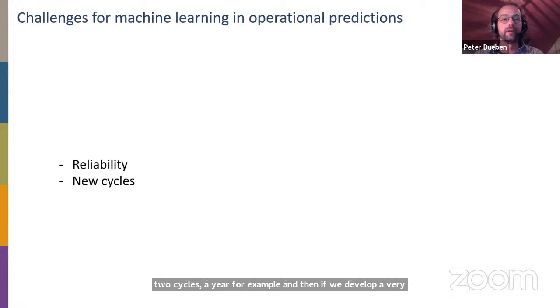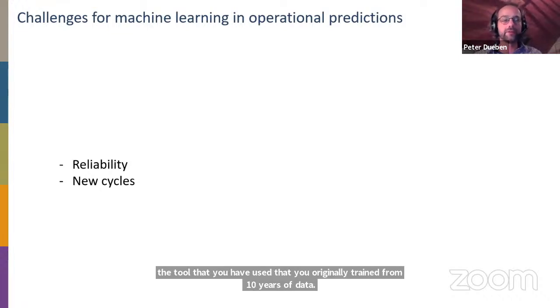and then if we develop a very great machine learning tool for 1 cycle, and we have a lot of data available because we have used the cycle for a long time, and then a new cycle is coming up, a new model version, then we basically need to retrain our machine learning tools for the new cycle. And this can be quite challenging if you, for example, only have like half a year of data available to retrain a tool that you have originally trained from 10 years of data.